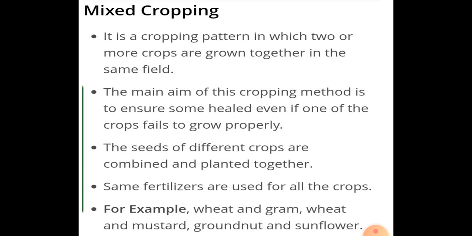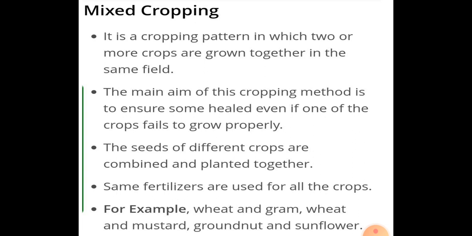Now the first is your mixed cropping. As the name suggests, it is the cropping pattern in which two or more crops are grown together in the same field. एक ही field में एक से ज़्यादा crops grow किए जाते हैं, and the main aim of this cropping pattern is to ensure that even if, due to some calamity or some environmental factor, one of the crops does not grow properly, the other crop gives the yield.